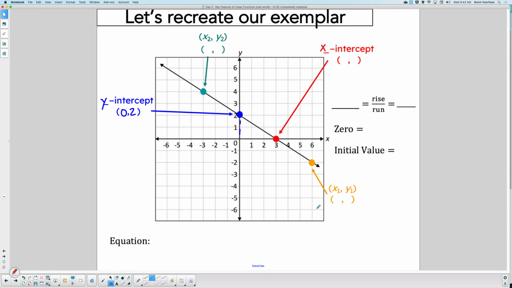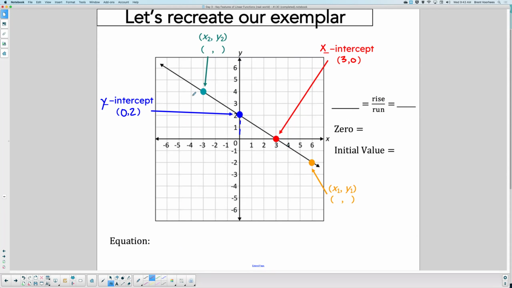Well, if this is the y-intercept, this one in red, what must that one be? X-intercept. So we'll put that back up there. That is our x-intercept. Now let's describe its coordinates. What is the x value of this red dot? 3. What is the y value of that red dot? 0. Perfect, you got it.